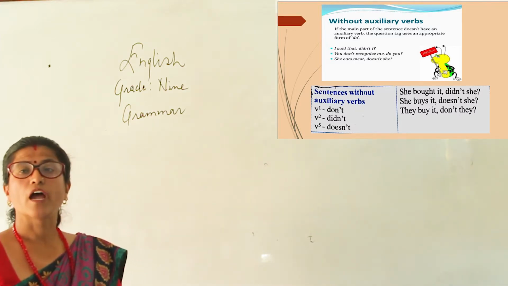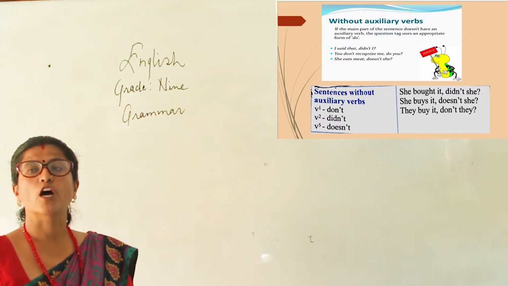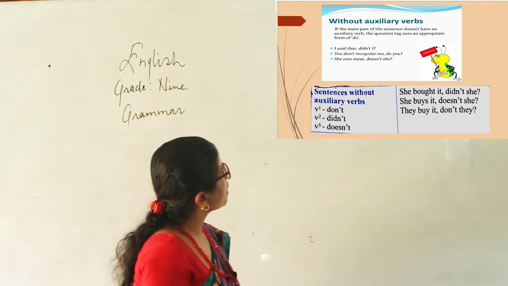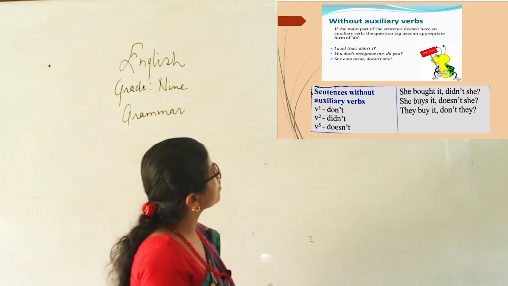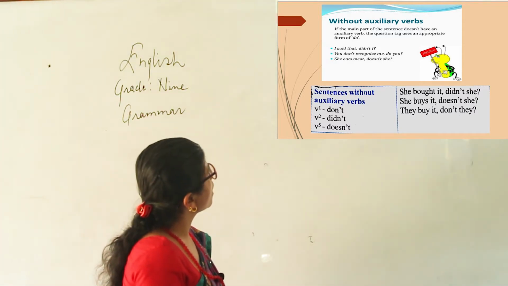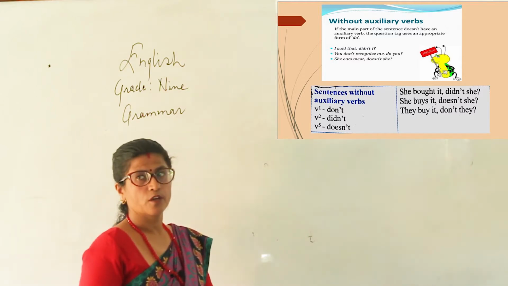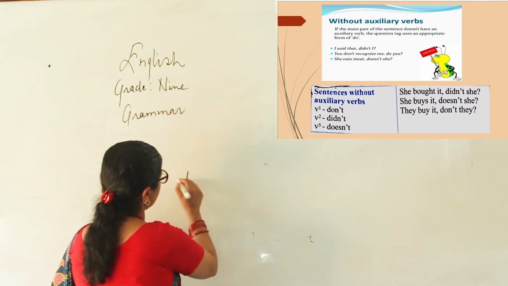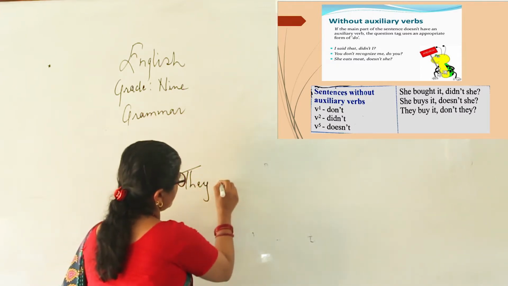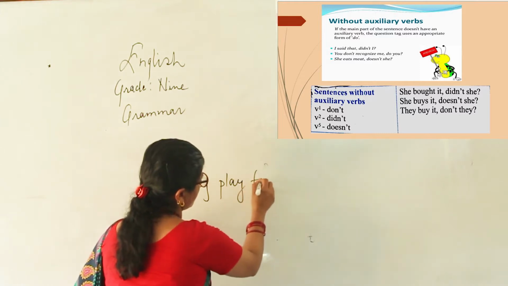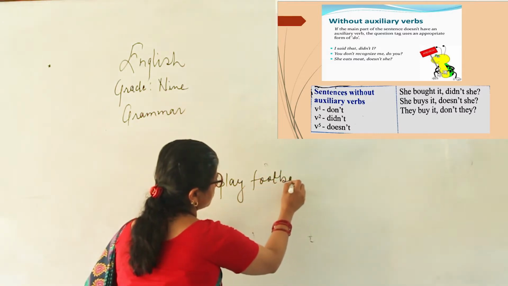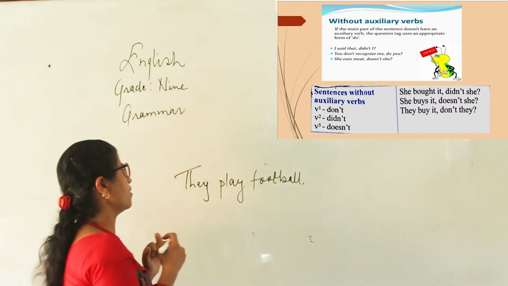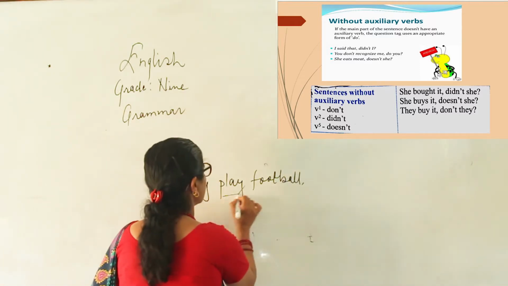A sentence may have an auxiliary verb or it may be without an auxiliary verb. If the main part of the sentence does not have an auxiliary verb, the question tag uses an appropriate form of do. Like you can see, they play football. This is the statement, this is one part. They play football, and what will be its tag?